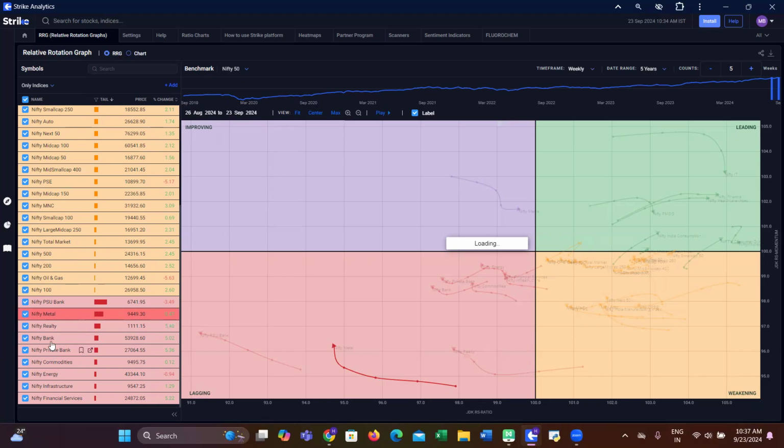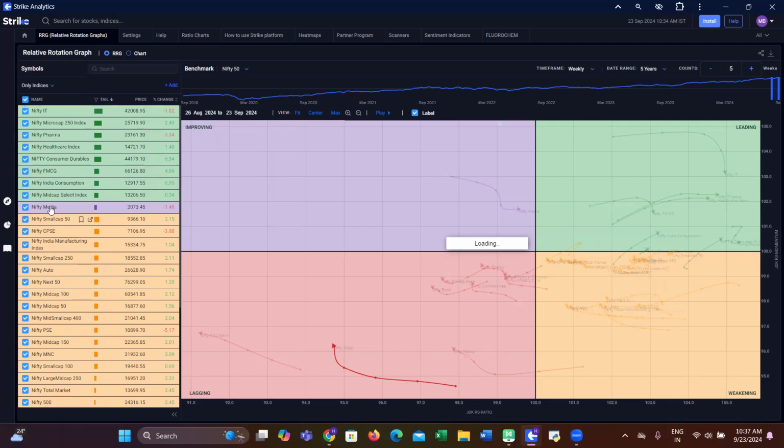Any further changes to Nifty Private Bank would be very interesting. So keep an eye on that as well. Nifty FMCG, slight reduction of the RS momentum. Keep an eye on that. If there is any further reduction, that would be very interesting to see. So this is all about the week ending on 23rd of September.